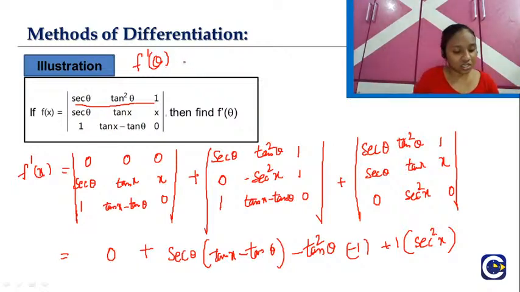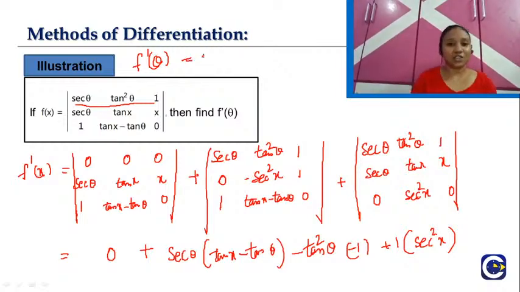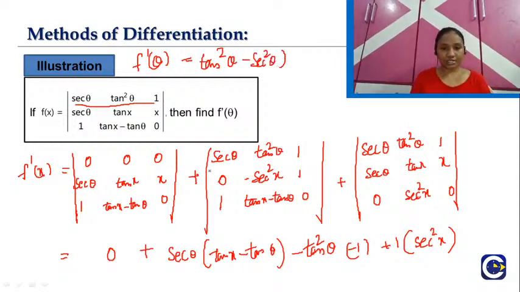So f dash theta will be equal to the final answer. Sorry guys, sorry. So here it will be tan square theta minus secant square theta. So that here you can see tan square theta minus secant square theta. So minus secant square theta into secant theta minus secant theta. So this will be your final answer.